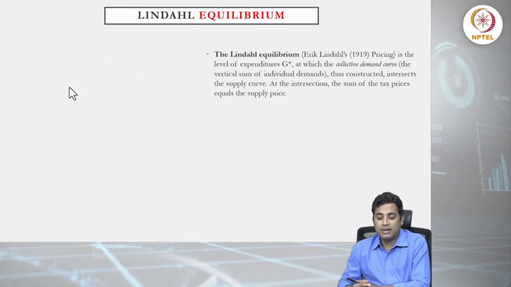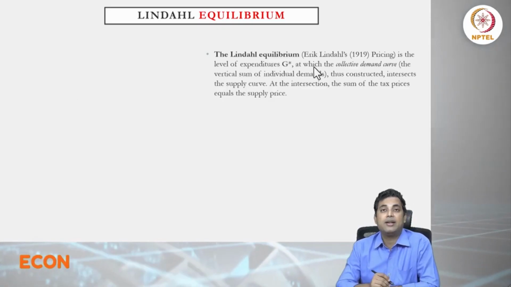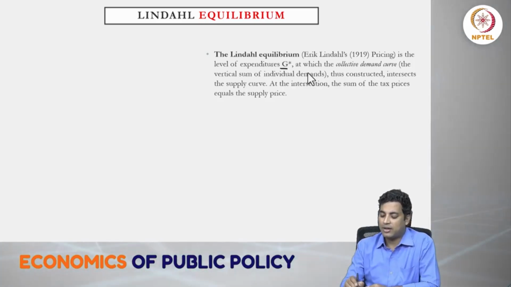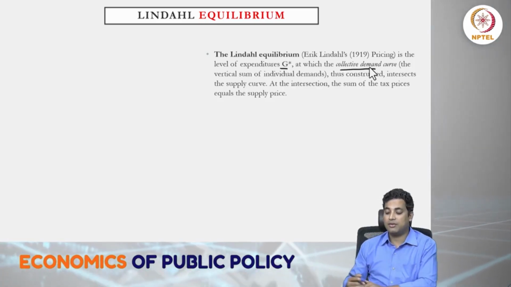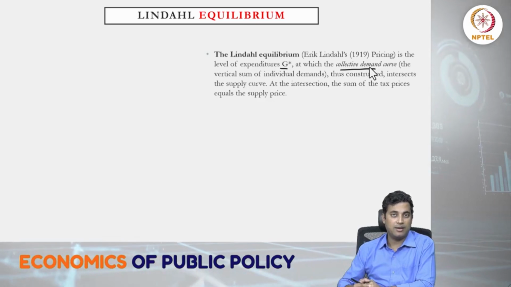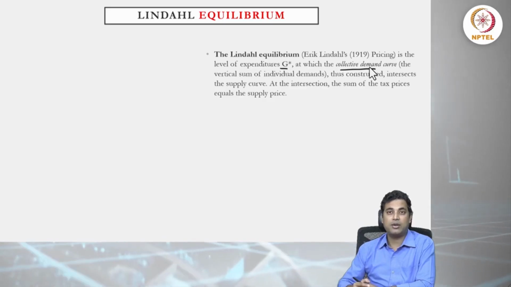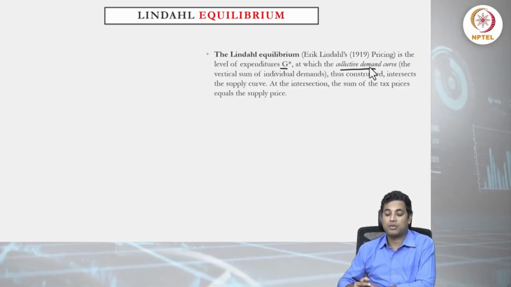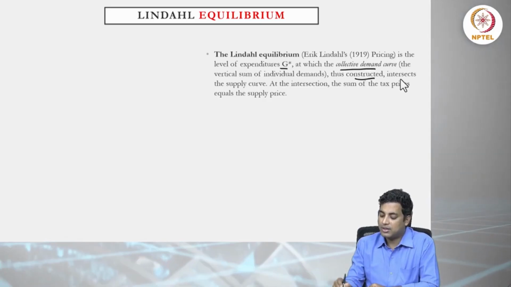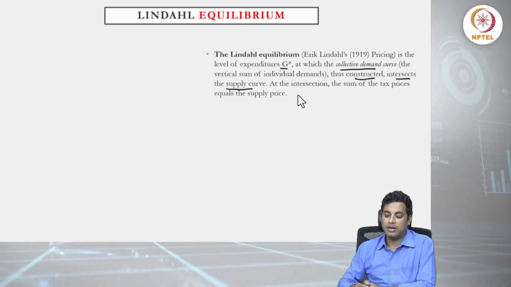So now the Lindahl equilibrium that we talk about. What does that mean? Lindahl equilibrium is Erik Lindahl's pricing strategy. It is the level of government expenditure at which collective demand meets supply. The collective demand curve is the vertical sum of individual demands, whereas the market demand that we learn is the horizontal summation of the individual demands. But the Lindahl equilibrium talks about the vertical summation of the individual demands, and the curve thus constructed intersects the supply curve, and at the intersection the sum of the tax prices equals the supply price.